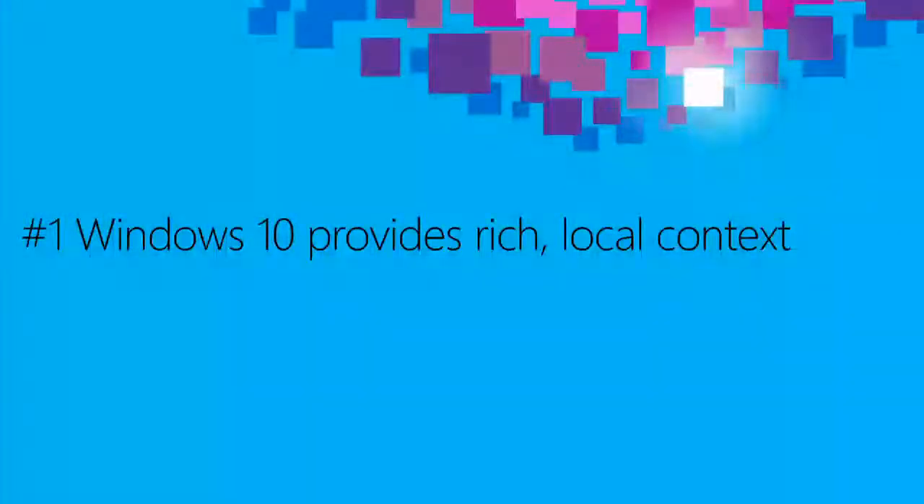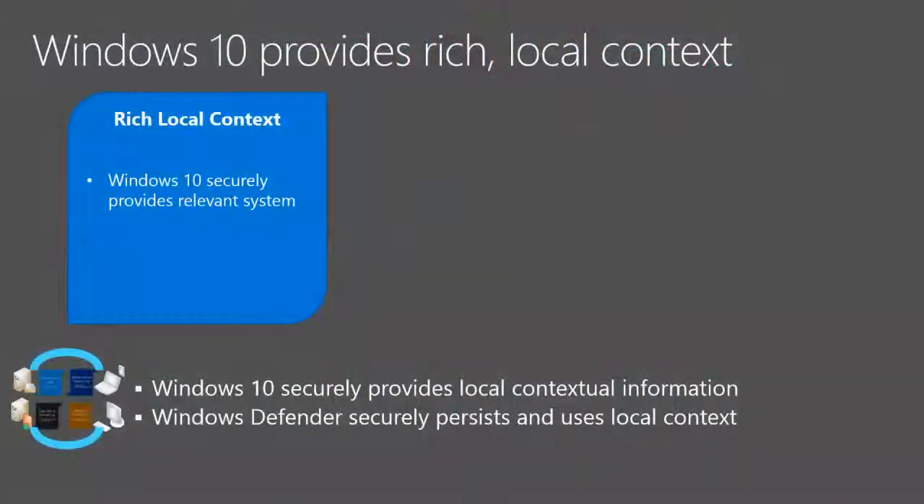So first, Windows 10 provides rich local context. While Windows 10 provides this rich local context, the endpoint security product should also consume this rich local context. So Windows Defender picks up this rich local context and persists it and uses it in its detection.